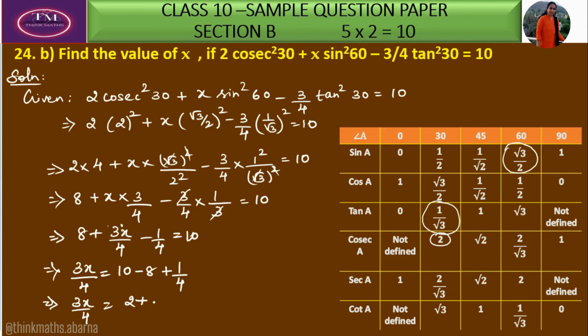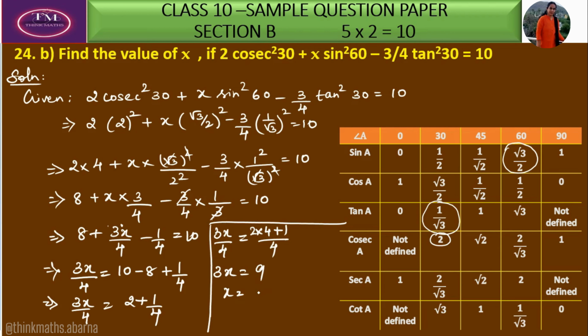So 2 plus 1 by 4. So taking LCM, 3x by 4 equal to, if we take 4 as LCM, we have to multiply the 2 by 4. So 2 into 4 plus 1. So this denominator 4 gets cancelled. So 3x equal to 2 into 4, 8. 8 plus 1, it is 9.